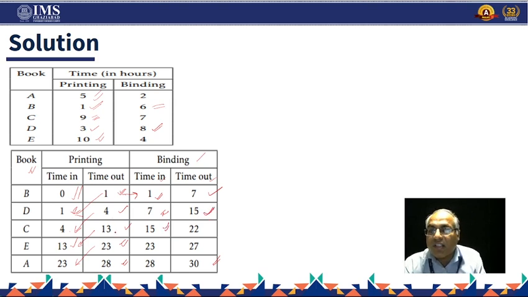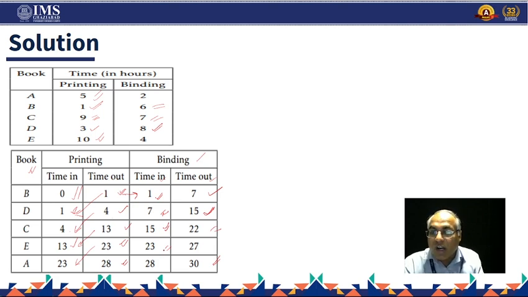15 can come here because it is greater than or the same as 13. So 15 it will start. Now C, how much binding time is it taking? For C, 7 hours is the binding time taken. So 15 plus 7, 22 would come over here. 22 cannot be written here. Reason? E will be over at 23. We cannot start at 22 for binding because 23 is the other. So 23 will come here.